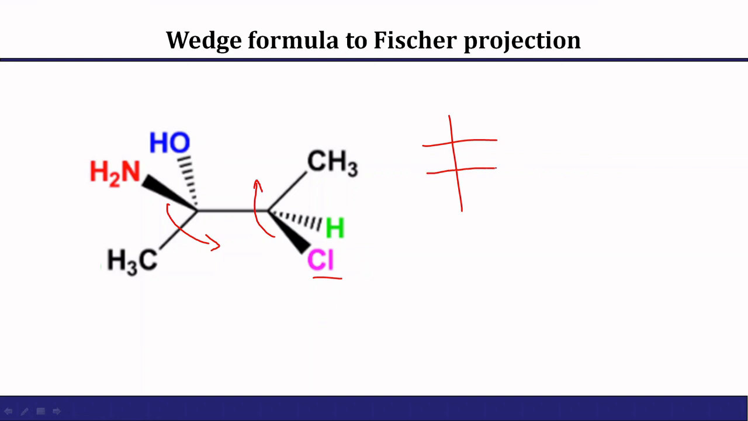While pulling it, we will get CH3 on the top and the rest of the groups at the bottom, and chlorine is now on the left hand side, hydrogen is on the right hand side. Here in the case of this carbon atom, OH will be on the left hand side and the NH2 group will be on the right hand side.